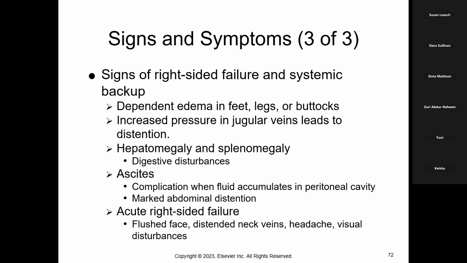Right-sided failure versus left side, you need to know. So right-sided is going to be in the body: the feet, the legs, the buttocks, edema. Pressure in the jugular veins, causing them to be distended. Enlarged liver and spleen, ascites, also from the liver, the spleen, in that peritoneal area. And they'll have a red or flushed face, distended neck veins, headaches, and visual disturbances.